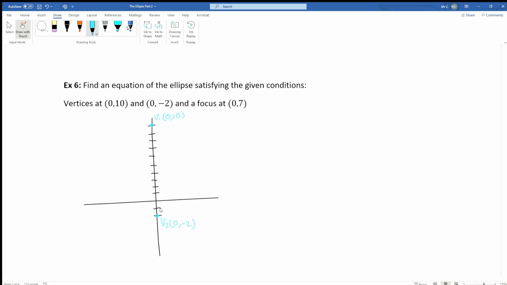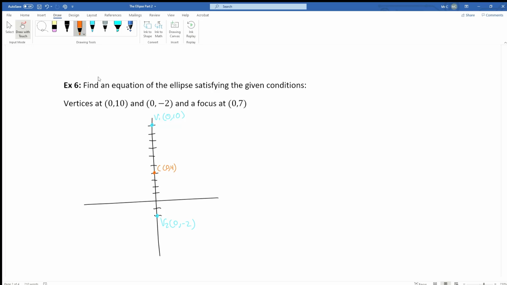Okay, so that means the distance between these, which is 2a, is 10 minus negative 2, or 12. Right? And so a is 6, and likewise, our distance to our center is 6 from one of these vertices. So that would put our center at (0, 4). We have a focus at (0, 7).